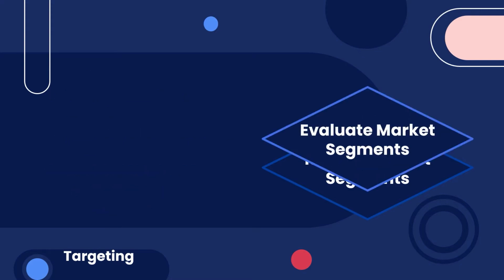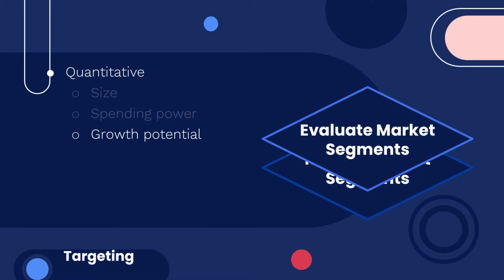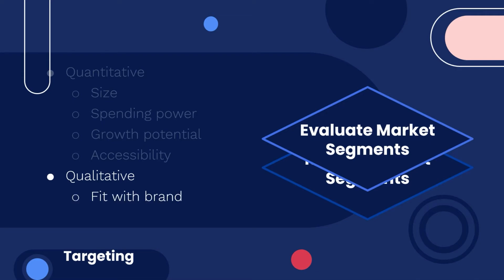Okay? So once you have those segments, you have a list of all of them, then you want to evaluate them. You can look at quantitative stuff like how big are these market segments, how much spending power do they have, right? Like what's their average income, what's their growth potential, or is this group of people growing? And how accessible are they to market to, right? How easy is it to reach those people? But then there's some qualitative aspects as well, like how well do these group of people fit with our brand?